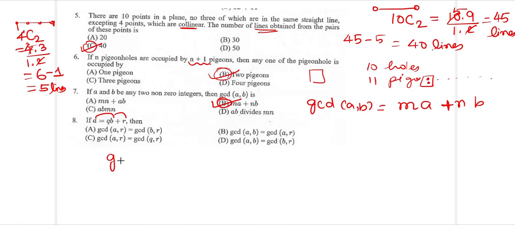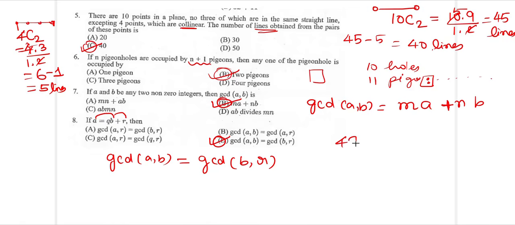So the quantity is that GCD of A comma B, because A is divided by B and then you get a quotient Q and a remainder R, in which case GCD of A comma B must be the same as GCD of B comma R. So this is going to be the case. GCD of A comma B equals GCD of B comma R. If you want, you can just check it out.